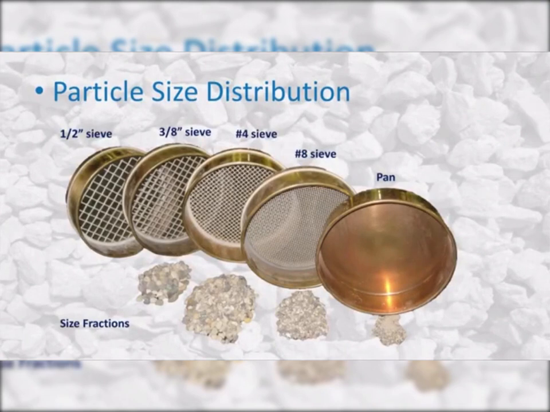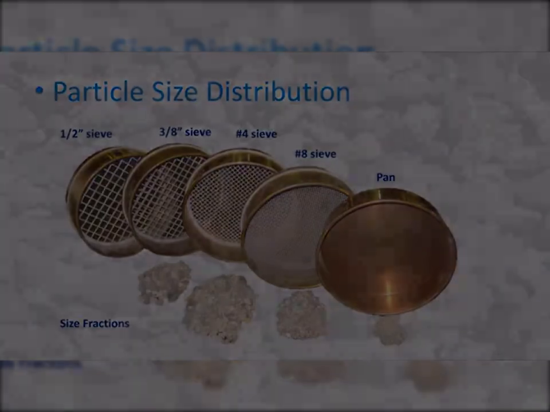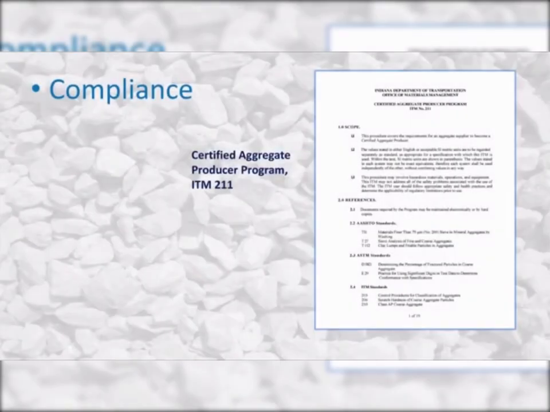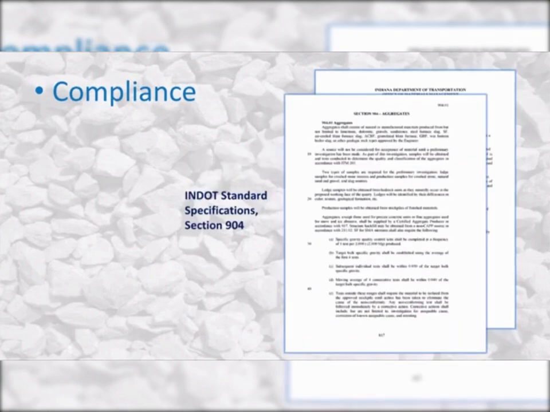Sieve analysis is commonly known as the gradation test and is used to determine the distribution of aggregate particle sizes within a given sample. Gradation testing is necessary to determine compliance with the requirements of the Certified Aggregate Producer Program and Section 904.03 of the NDOT Standard Specifications.